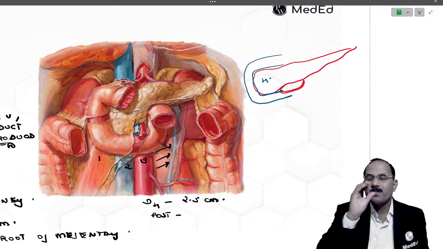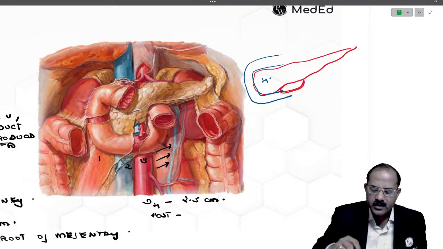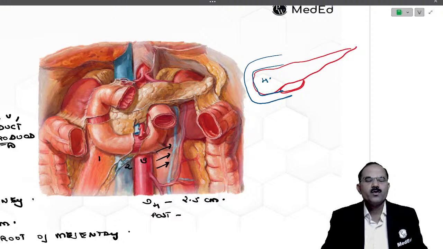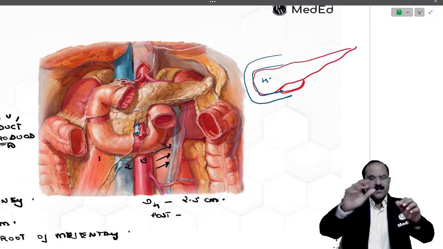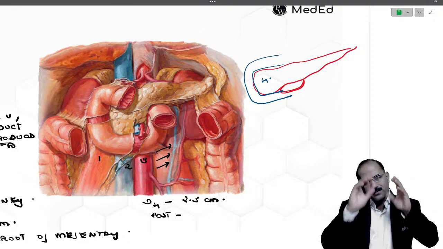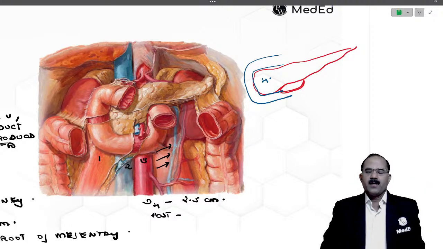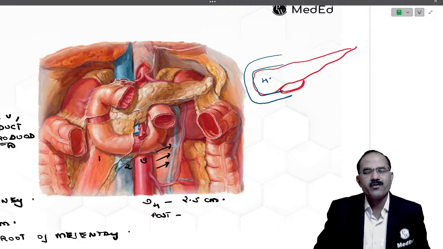And this head of the pancreas is related to what? Just look at the slide and tell me. Oh, hello. Voice is not clear. Just try to refresh your app, because everything is fine from my side. Just refresh the app a little.